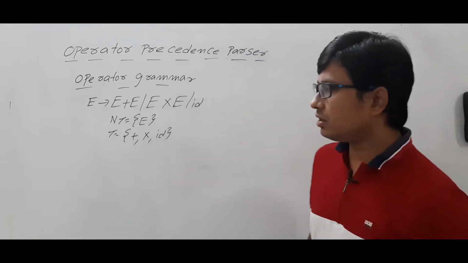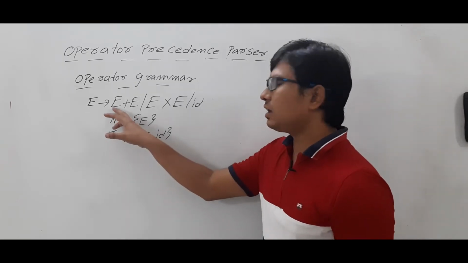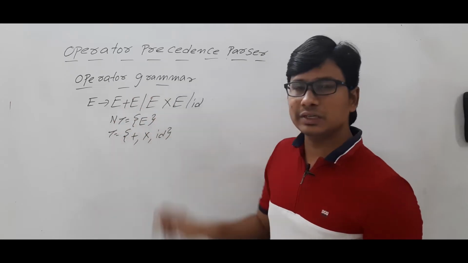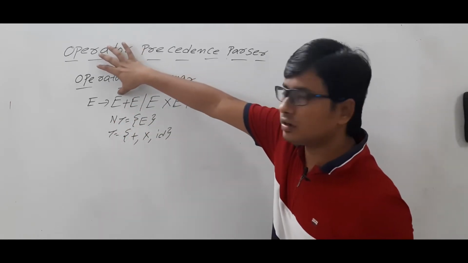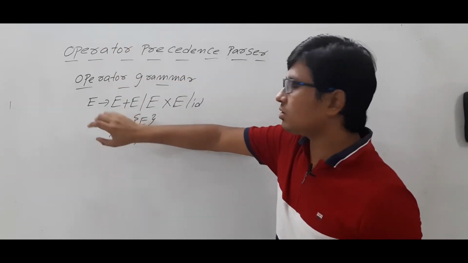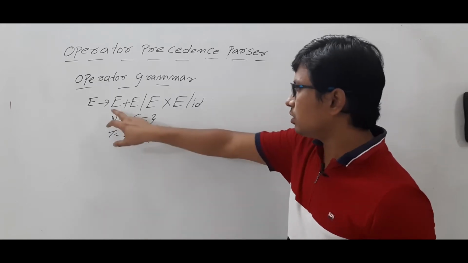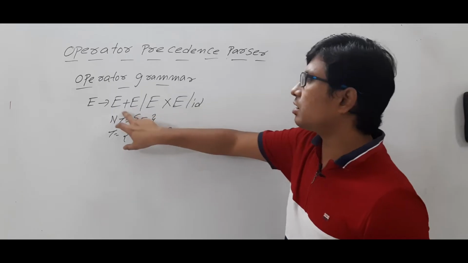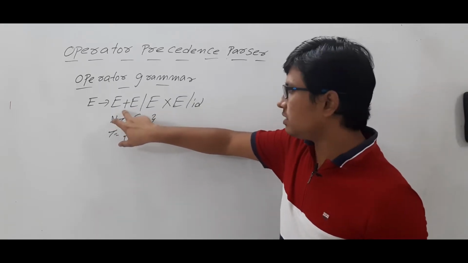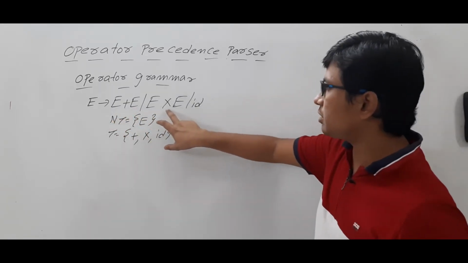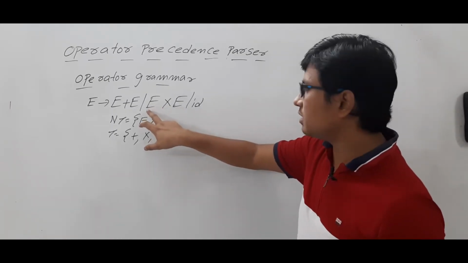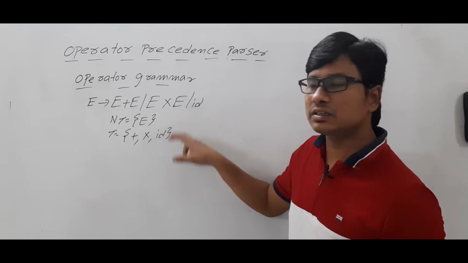If you look at all these productions, no two non-terminals come adjacent to each other. I'm talking about the non-terminals. The non-terminal E is here and the non-terminal E is here, but they are not adjacent; there is a terminal in between. Similarly, here there is a non-terminal E and another non-terminal E, and they are not adjacent to each other.